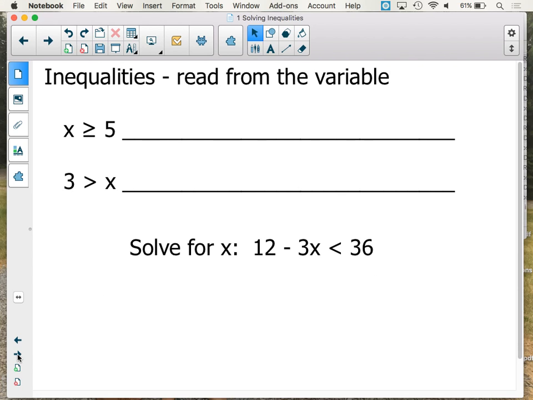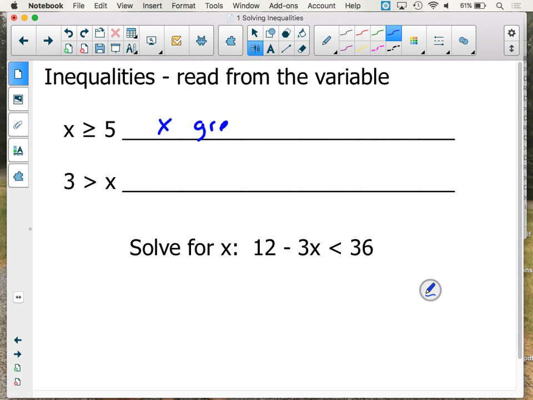So first, when we read these inequalities, we try to start from the variable. So the top one, we would say that x is greater than or equal to 5. So greater than because it points to the right, and equal to because of the line underneath it. So that's a greater than or equal to, as opposed to, say, a less than or equal to symbol. Now again, starting with the variable, if I switch this around, notice that I still have to have the arrow pointing towards the variable in this case, so x is less than 3.